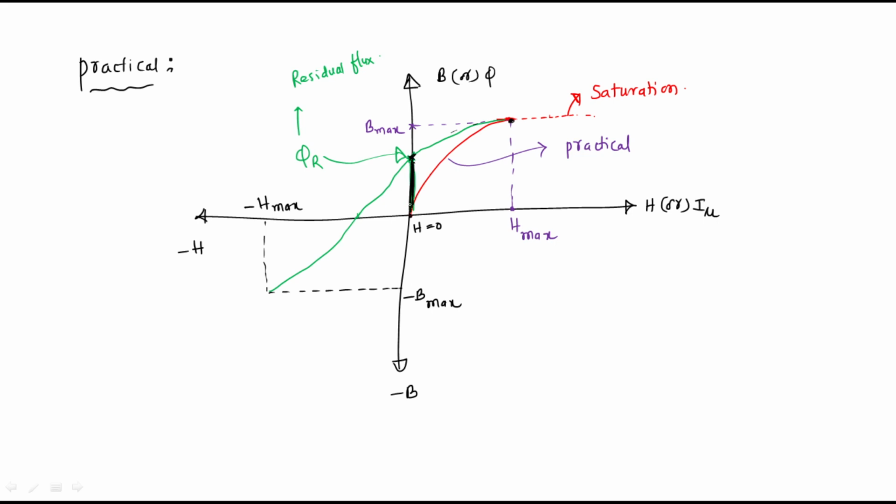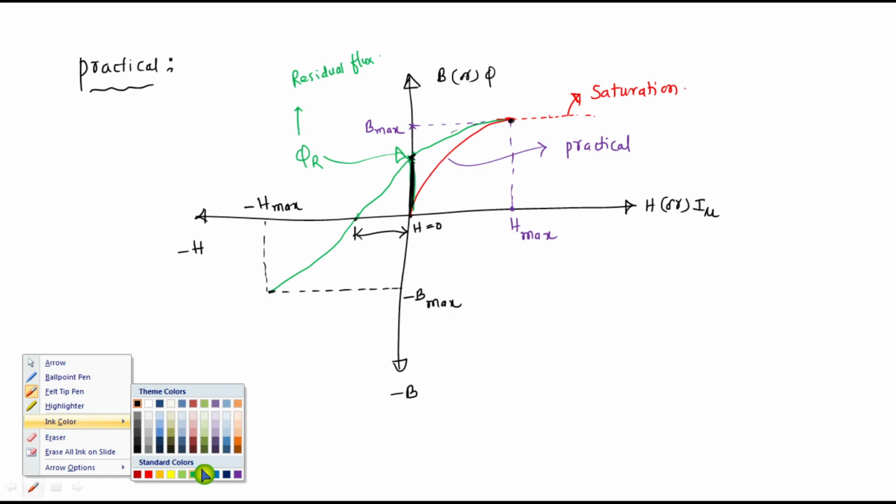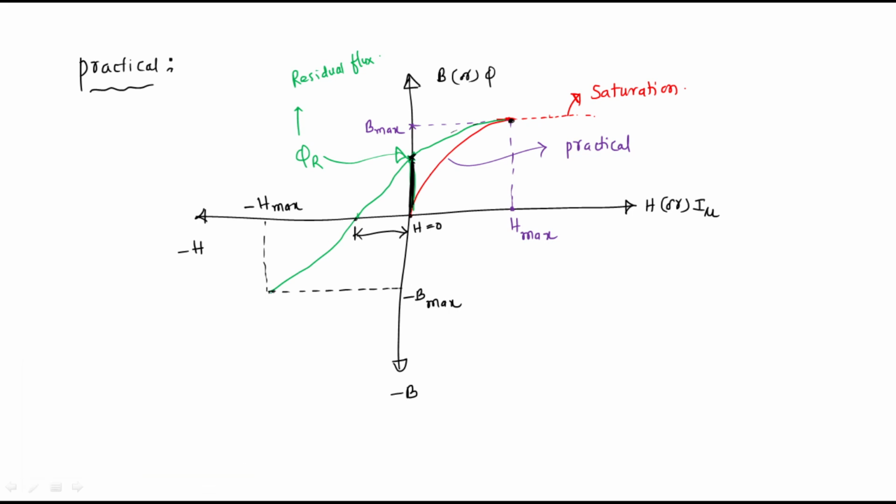This portion is nothing but residual flux. It starts decreasing from this point to zero, and again it starts increasing in the reverse direction. This region is like that. Again it starts increasing. This is the BH curve like that.